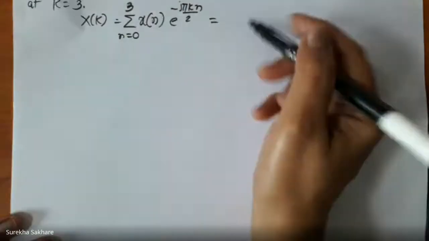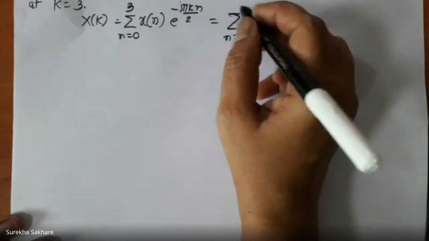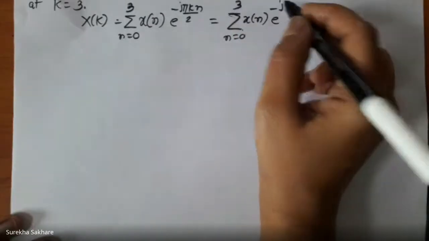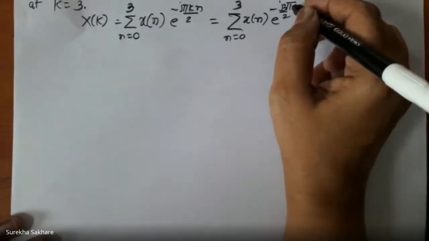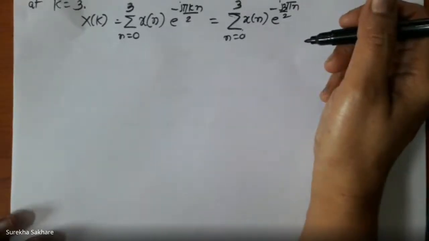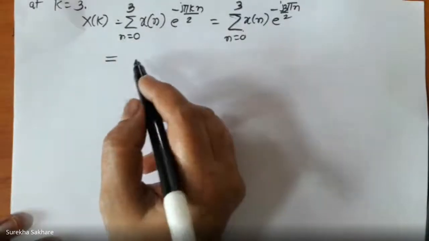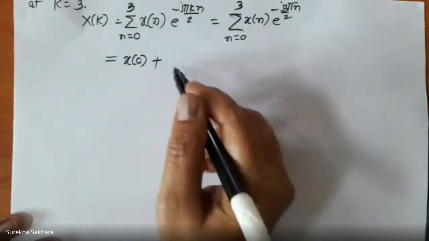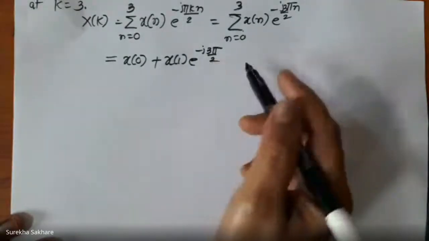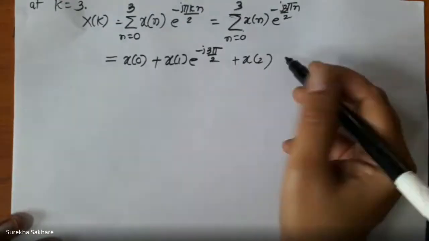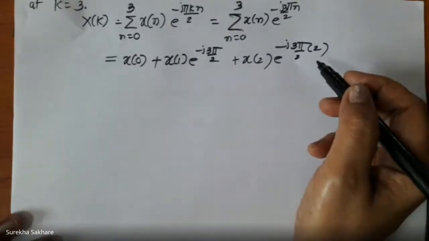Summation n is equal to 0 to 3 x of n e raised to minus j pi. This k will be 3 pi by 2 into n. So this can be expanded like this: x0 plus x1, n value is 1, so minus j 3 pi by 2, and n is 2 now, so it will be minus j 3 pi by 2 into 2. Okay, so the third value is 0.